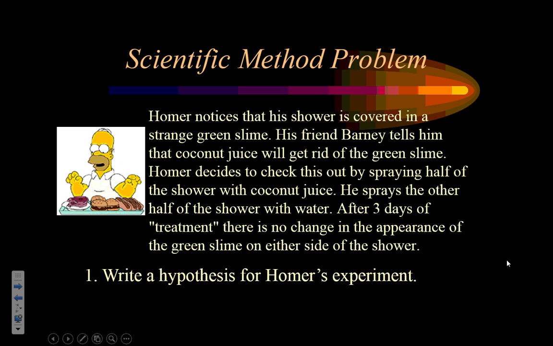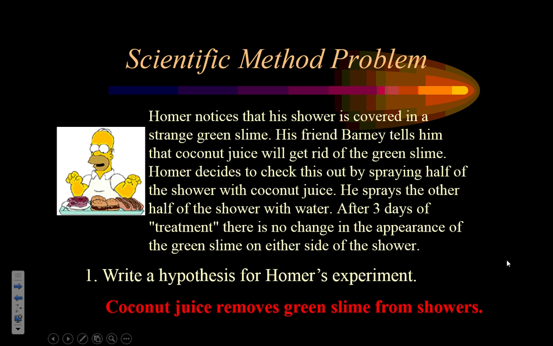So first let's look at, what is his hypothesis? Well, remember we want to express this in an if-then situation. And what Homer has been led to believe is that if coconut juice is applied to the shower, then the green slime is going to be removed. So I'm taking just the general statement of what happened, coconut juice removes green slime from the showers, and putting it into an if-then statement. If I apply coconut juice, then green slime will be removed or start to disappear.